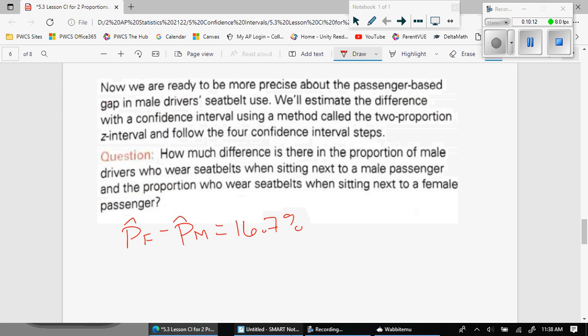We can do it either way. One way will give us a positive number. One way will give us a negative number. We just need to make sure that we interpret those correctly. I'm going to do it this way, and if you want to do the other way in class, we can totally do that.